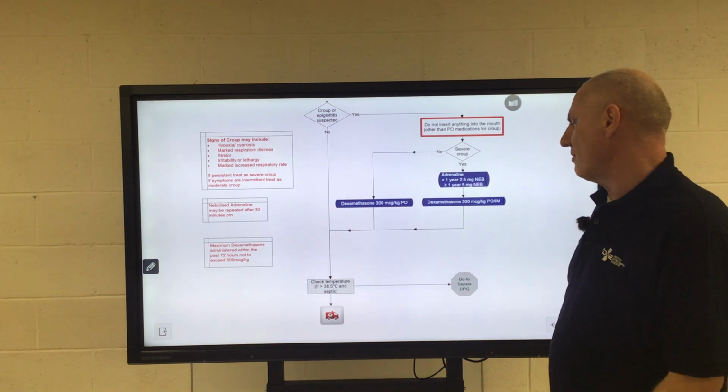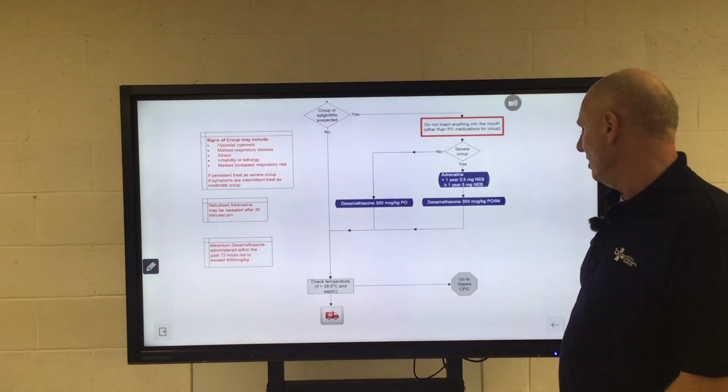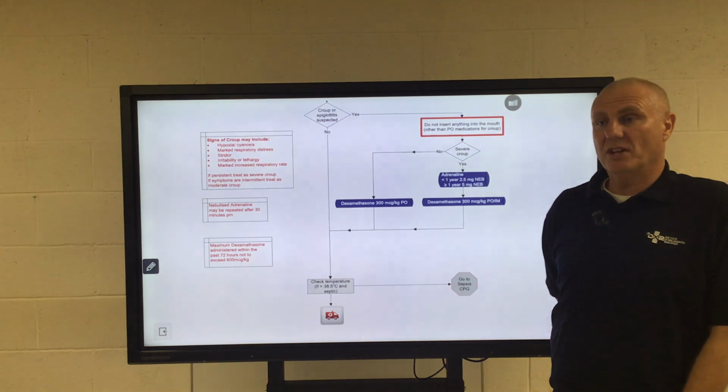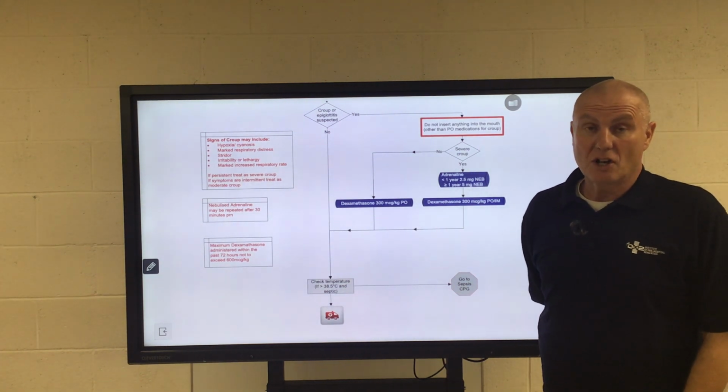Check the temperature. If it's greater than 38.5 and septic, you need to be also thinking, I suppose, nowadays of the likes of COVID.